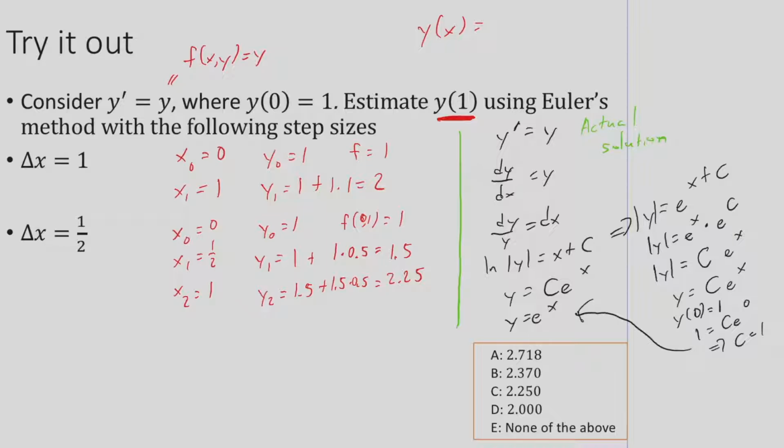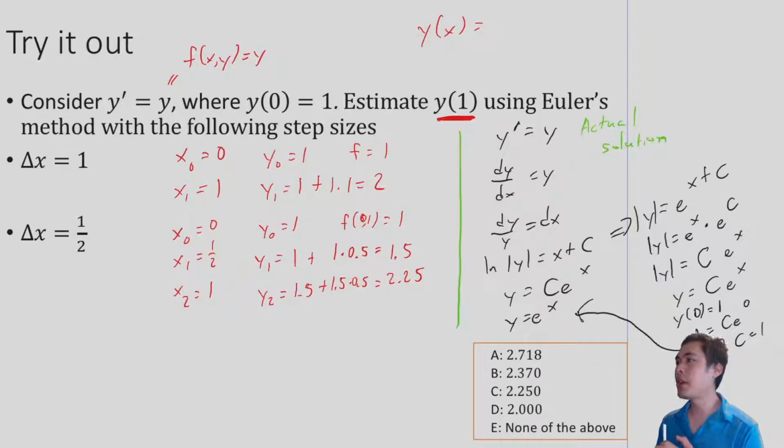Okay, so that is the actual solution of the problem. This is just solving it as a separable ODE. You can also solve it as a linear first order ODE, but this is a separable ODE, and so we solved it that way, and you get y is equal to e to the x for the actual answer. But sometimes solving the actual ODE explicitly is hard, and so what we're doing is approximating it instead.